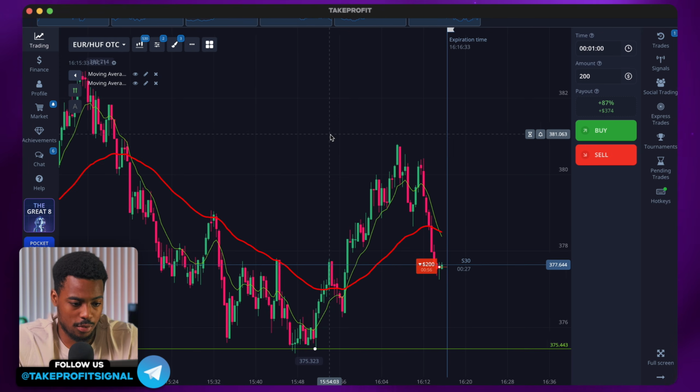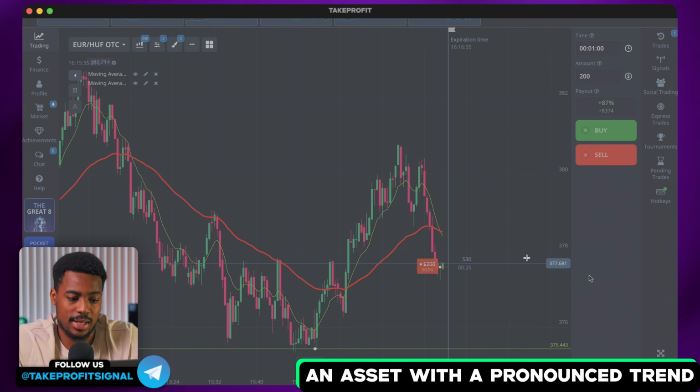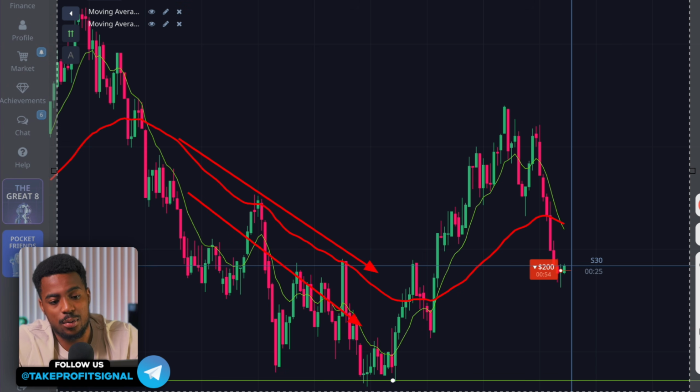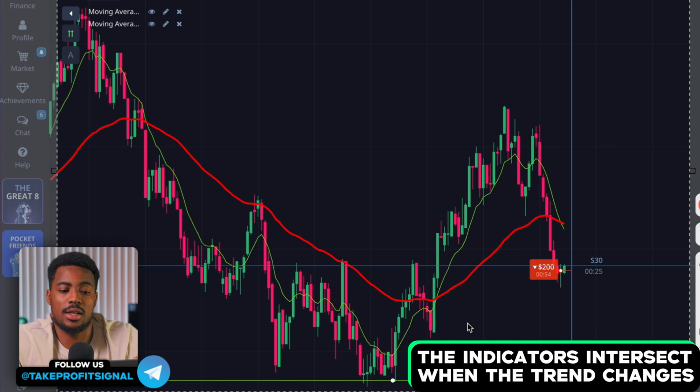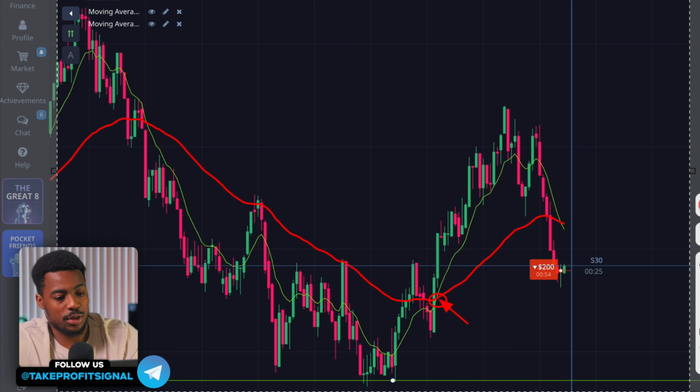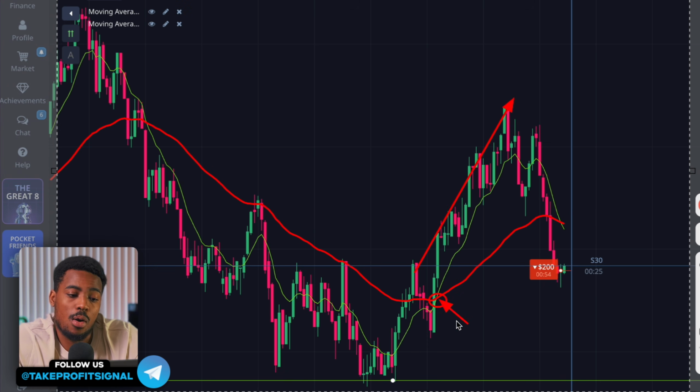Look, first of all, we are looking for an asset that has a pronounced trend. That is, here we had a downward trend. We see that both lines, we have 2 indicators, are decreasing, the red indicator and the green indicator. Then we have a change of trend. That is, the indicators cross in this place and we have a change of trend, because the green indicator is going up, the red indicator is going up too.